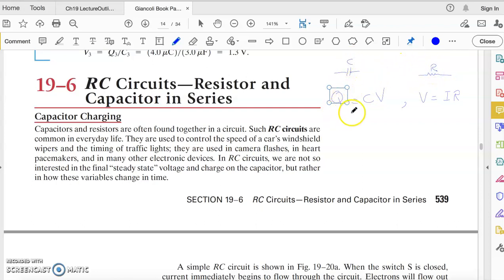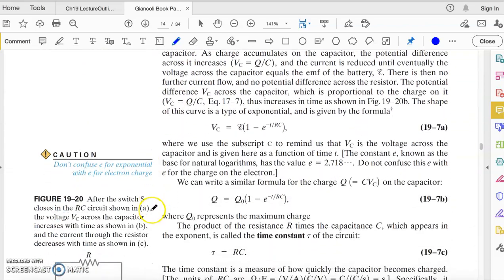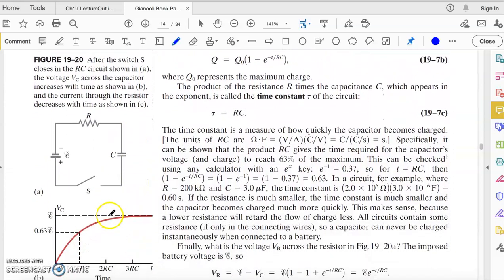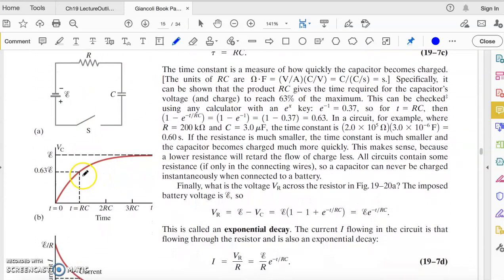Okay, now we mentioned something last week. We said that there is a graph for the charging of the capacitor and there is a graph for the discharging of the capacitor. Let me review that concept. Again, what is Q? It's equal to CV, all right?